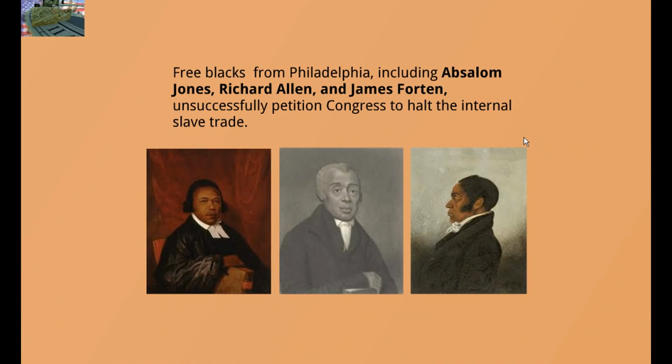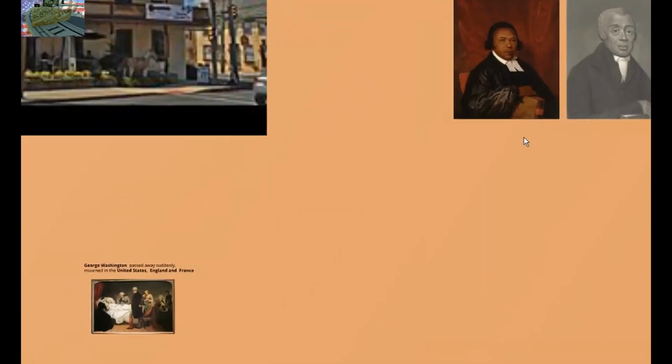Once again, we see free blacks very active politically. Free blacks from Philadelphia, including Absalom Jones, Richard Allen, and James Forten. We saw Jones and Allen before, who are unsuccessfully trying to petition Congress to halt or to stop the internal slave trade. The slave trade with foreign nations is already banned, but the internal slave trade is going to take more time.